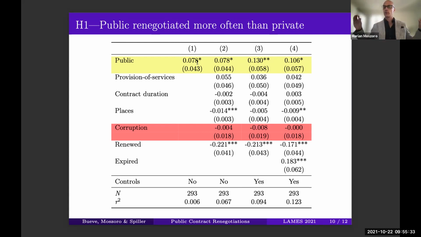Again, the product is very homogeneous. It's car parks. It's almost the same, and we control for the type of contract, the contract duration, and how big these car parks are.